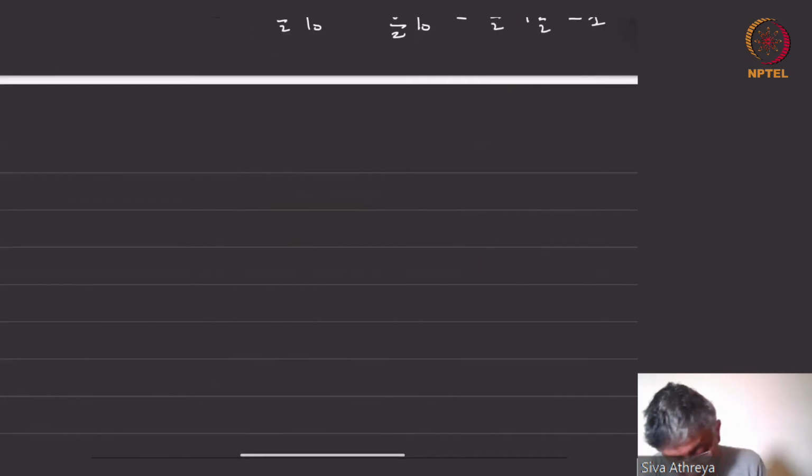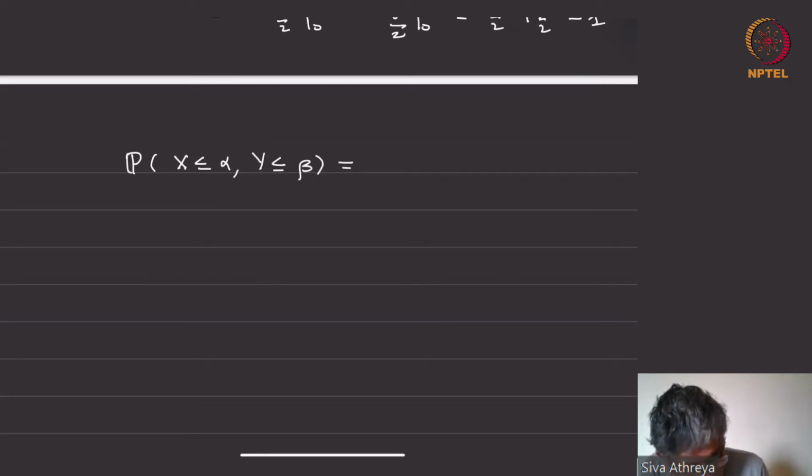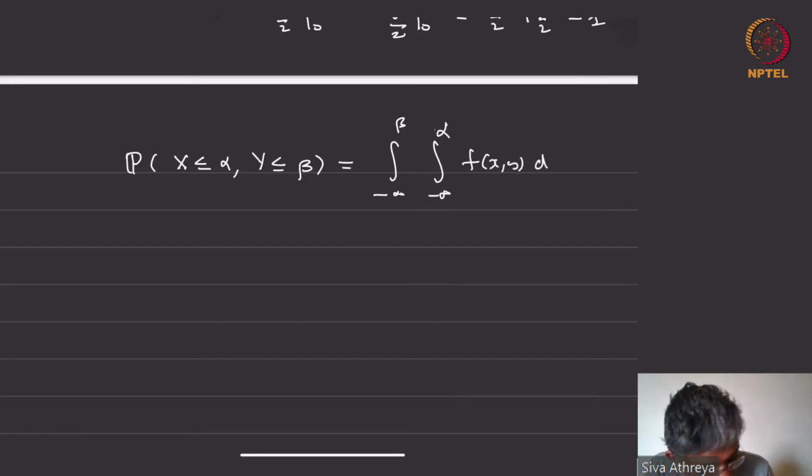That means we know that the chance that x less than or equal to, let's say, alpha, and y less than or equal to beta is given by the integral from minus infinity to beta, and minus infinity to alpha, of f of x, y, dx and dy.